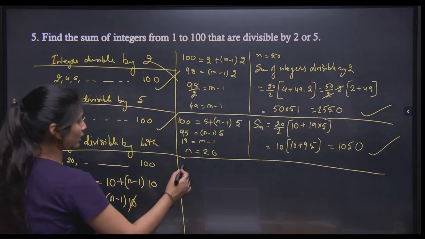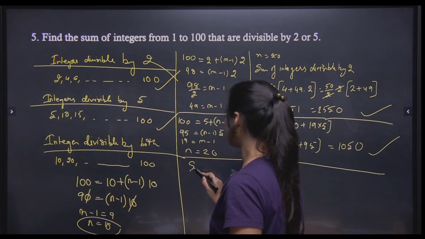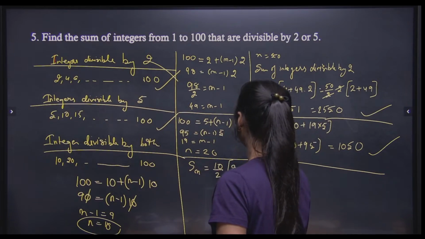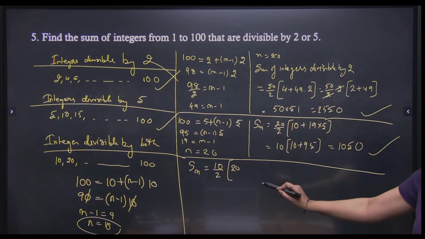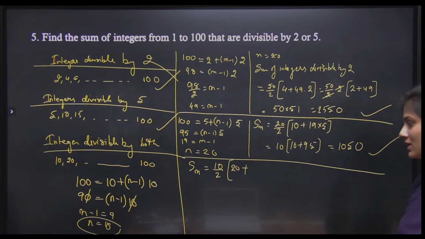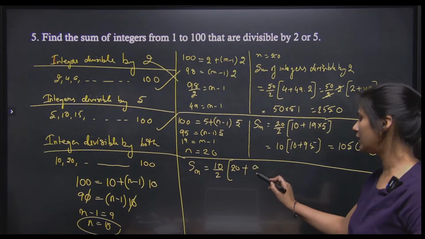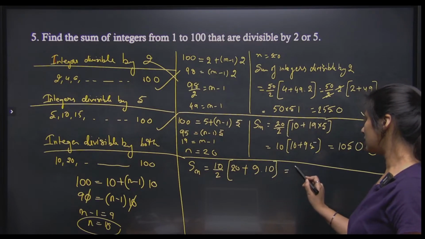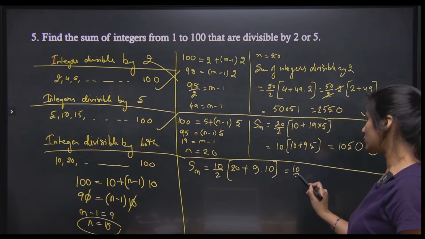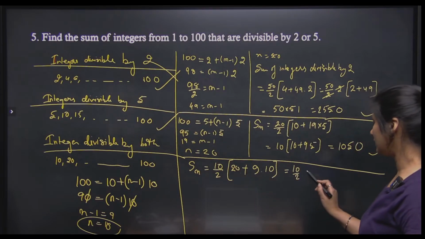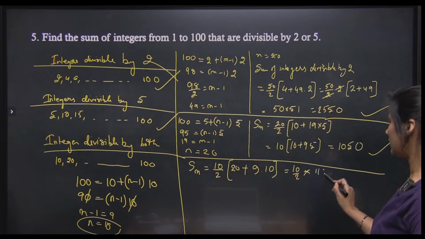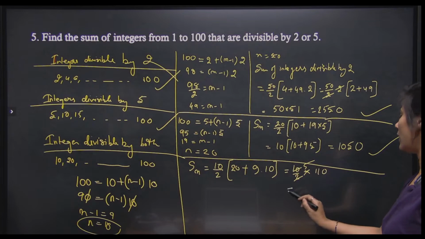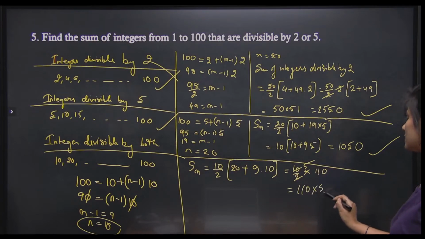So we can find the sum. Now the sum will be Sn is equal to 10 by 2, 2a, that is 2 into 10, 20 plus n minus 1, 10 minus 1, 9 into d. d is 10. So this is 10 by 2, and here it is 90 plus 20. So it is 110 into 5, so it is 550.